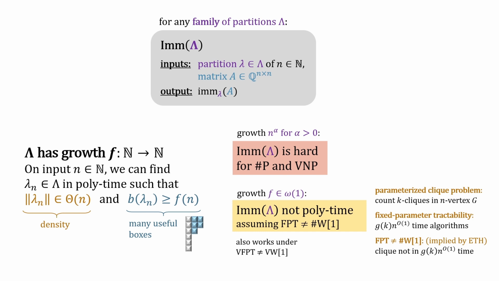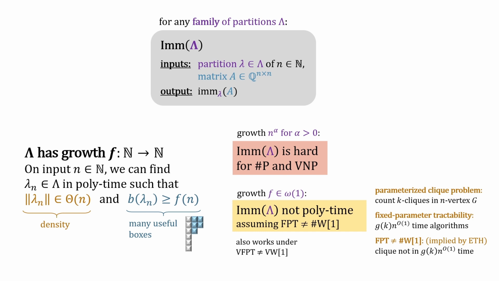So to summarize, if you believe that #P-hard problems are not polynomial time solvable, then the first result here is for you. Any partition family with polynomial growth gives immanence outside of P. If you believe the stronger assumption that #W[1]-hard problems are not fixed parameter tractable, then you can extend the hardness to any partition family of unbounded growth without having to care about polynomial bounds.